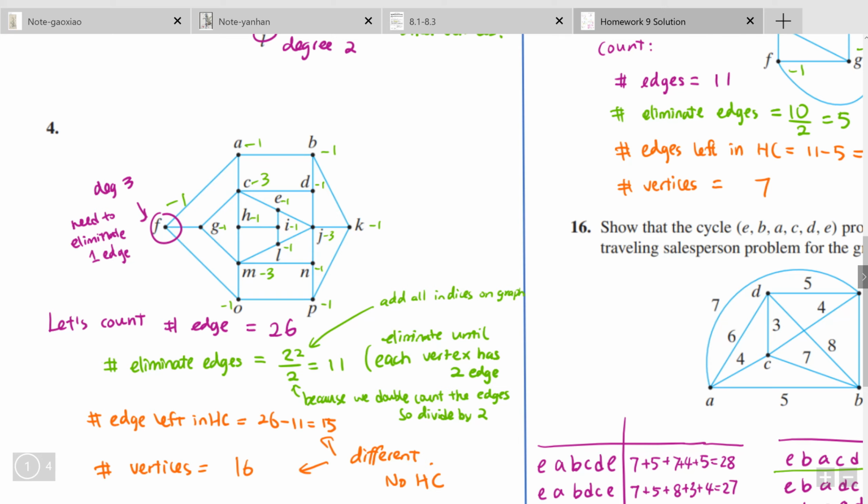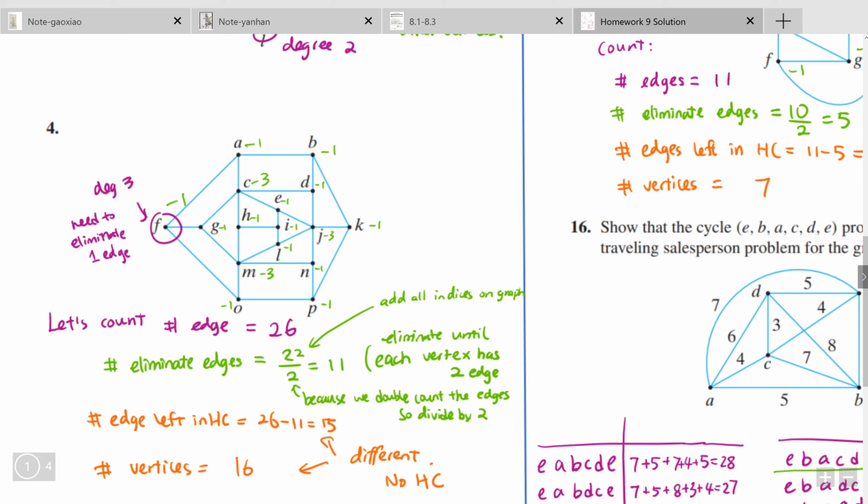Then for each vertex, we want to put a label. We want to eliminate some edges, so the degree left is 2. For example, F has degree 3, so we need to delete 1. We do the same thing for all the vertices, and then we add up all those numbers. We get 22, and we divide it by 2. We get 11.